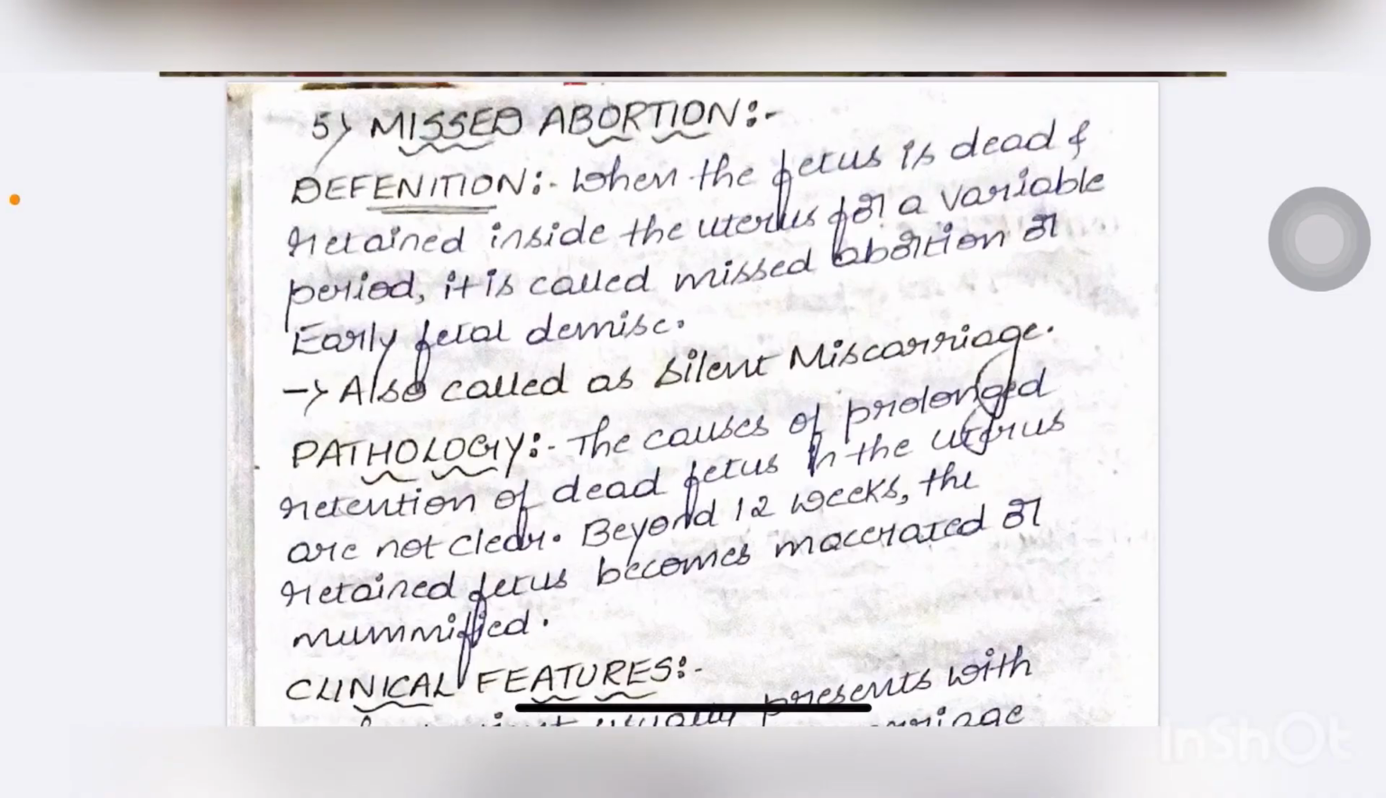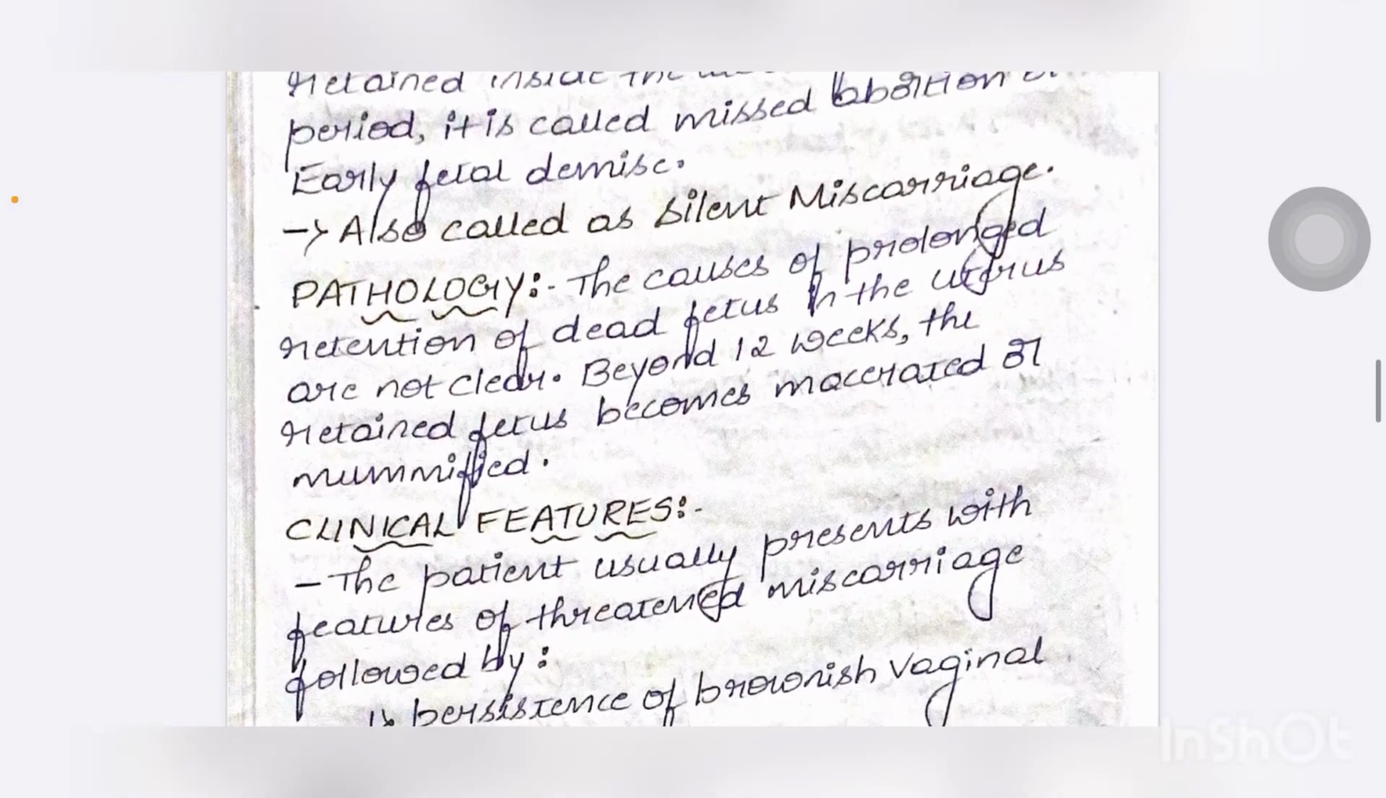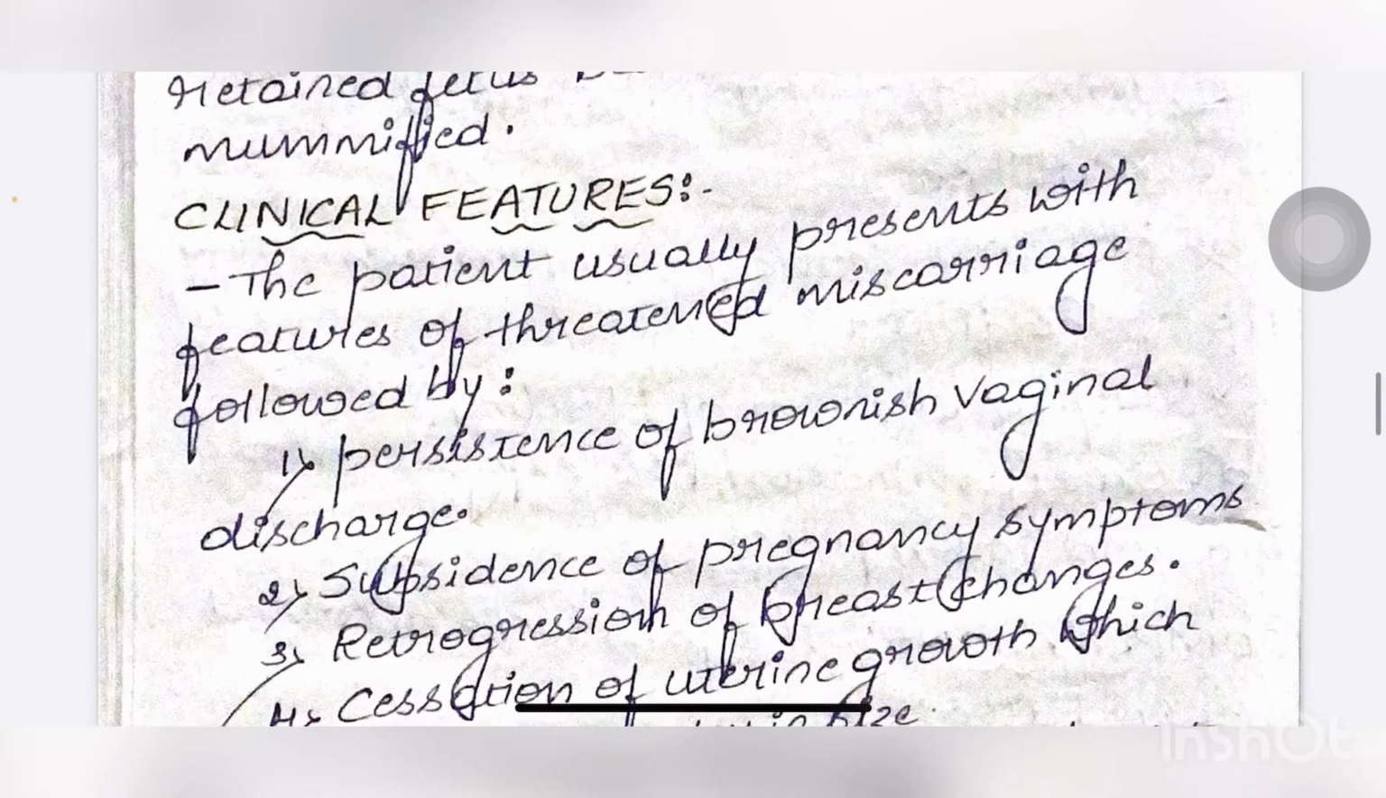Let us look into the fifth type of abortion, known as missed abortion. What is the definition? When the fetus is dead and retained inside the uterus for a variable period, it is called missed abortion or early fetal demise. It is also called silent miscarriage. What is the pathology here? The causes of prolonged retention of the dead fetus in the uterus are not clear. Beyond 12 weeks, the retained fetus becomes macerated or mummified.